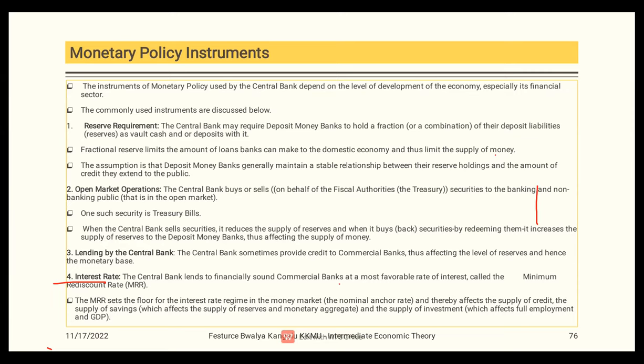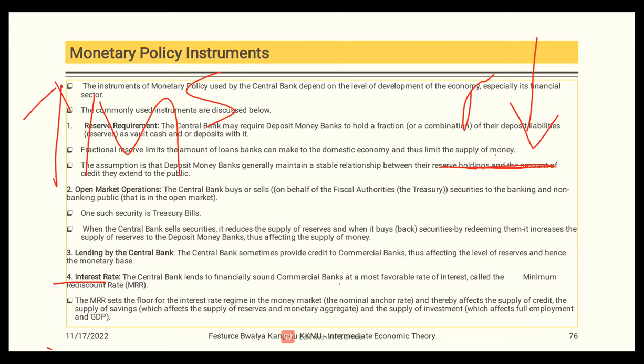So what the central bank does is that it charges these commercial banks for borrowing, right? So if the government wants to increase money supply, it will reduce this interest rate. So the interest rate reduces. When the government reduces this interest rate, the rate at which the commercial banks borrow from the central bank, then money supply will increase. Because logically, when the rate reduces, it will be easier and cheaper for the commercial banks to borrow from the central bank.